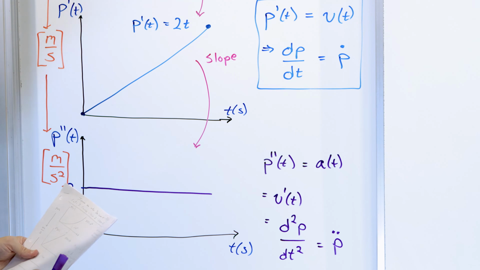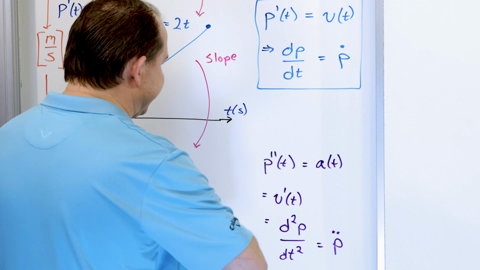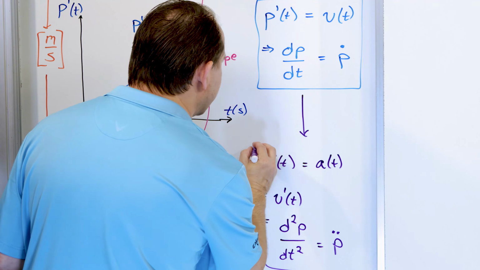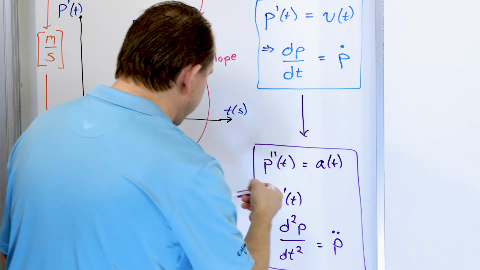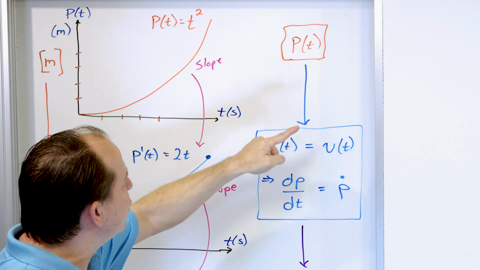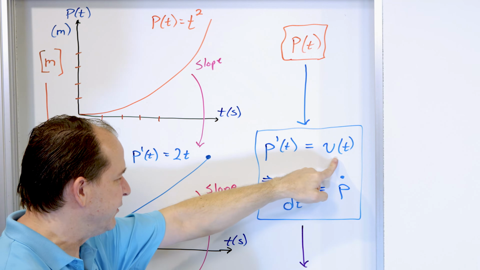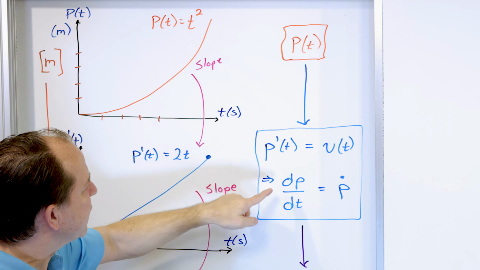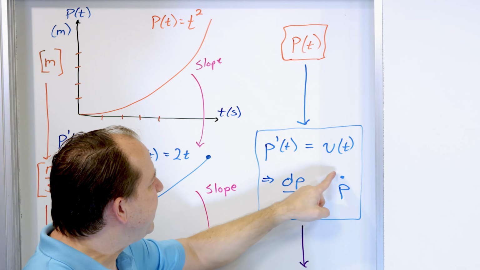I don't want you to get too wrapped up in this stuff. We're going to do so many problems that it's going to be easy to understand. But all I really want you to know is that if you start with the position function, you can take a single derivative and arrive at the velocity function. We can call it v of t, or p prime of t. We can call it dp dt. We can call it p with a dot on top.